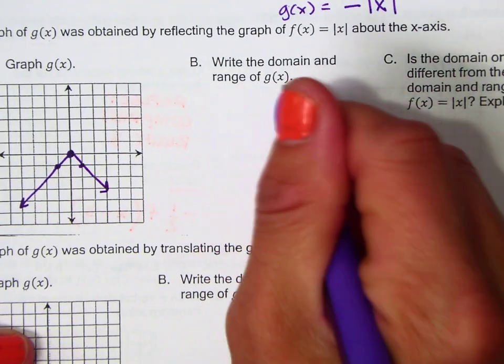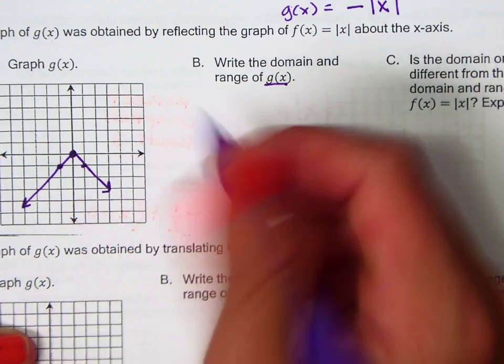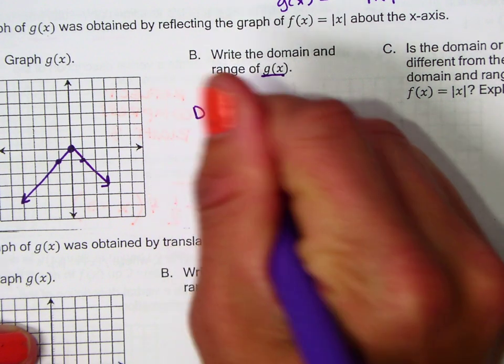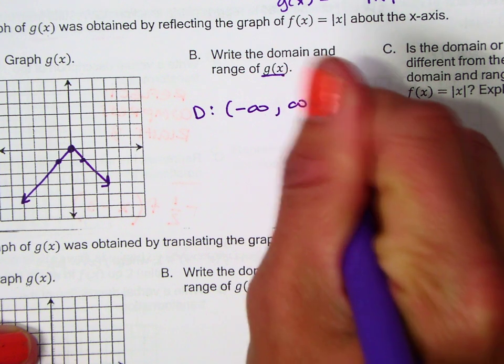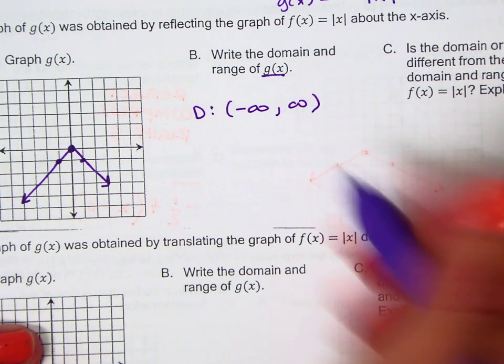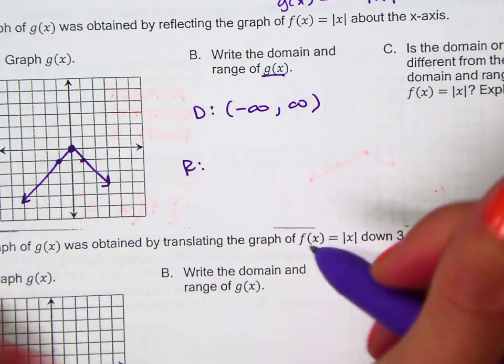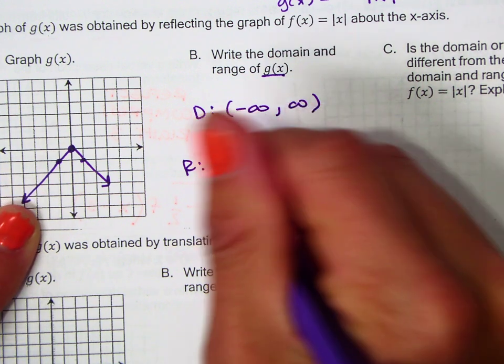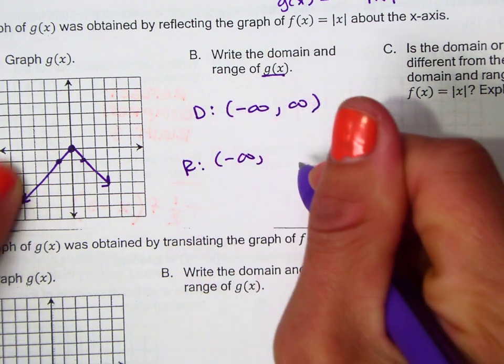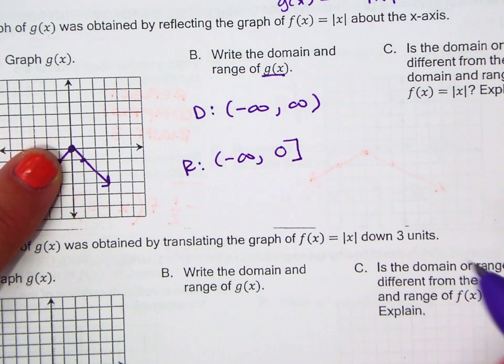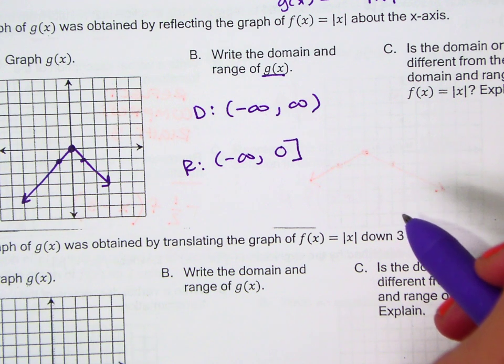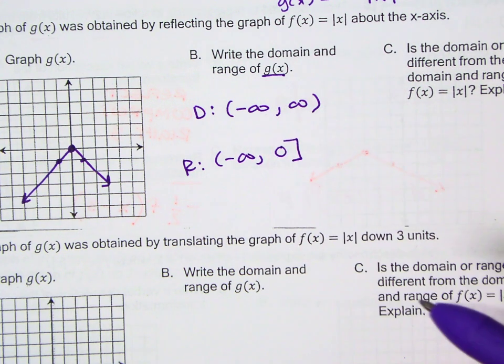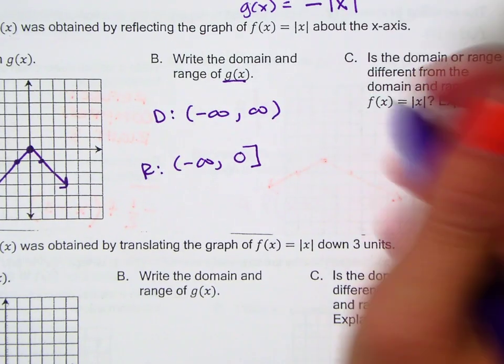So domain and range of g, the one that I transformed. Remember, domain on these guys is always going to be negative infinity to infinity. The range, though, you are going down to infinity, and you're going up to 0. All right, you have to do down first, then up. All right, so same thing.